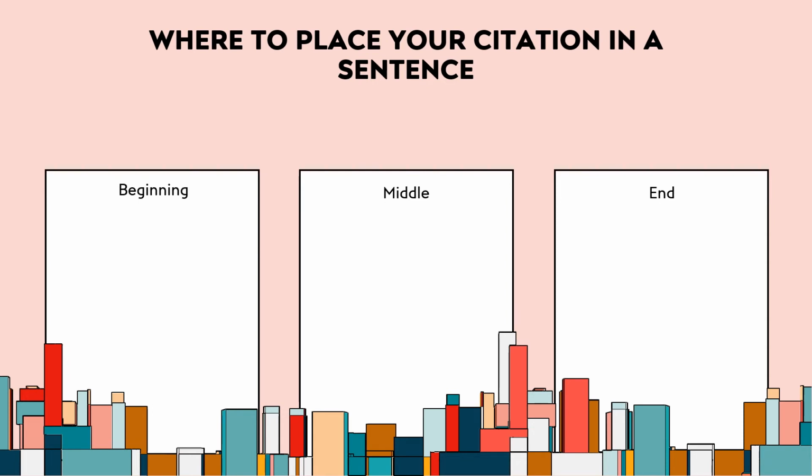APA gives us the option of placing your citation in a variety of different places within a sentence. If you desire to place a citation at the beginning of the sentence, you're doing so because you want to emphasize the who of the resource. In this case, you'll be using narrative citing. And below you can see an example sentence of how that would start.